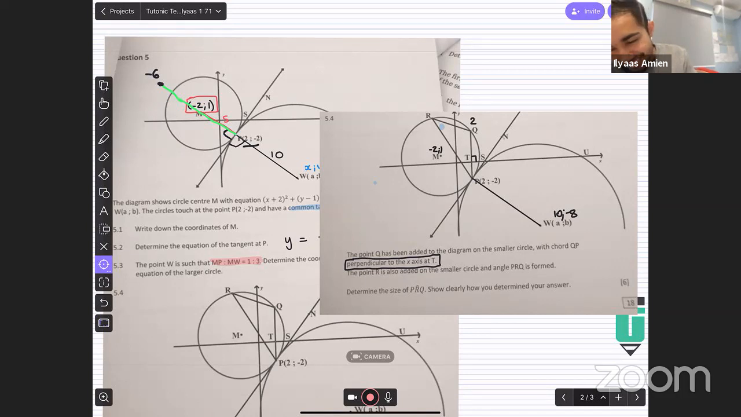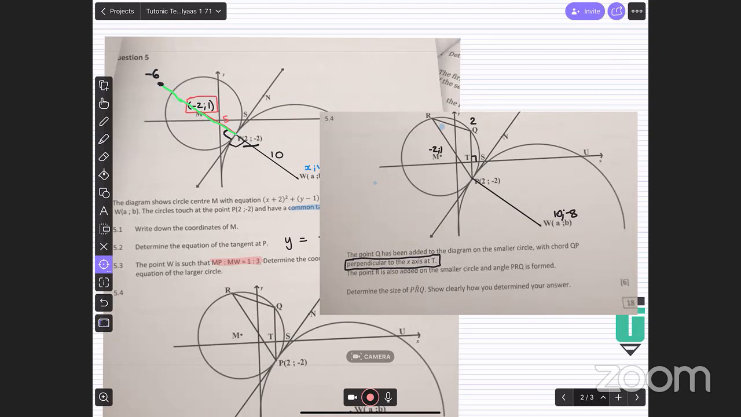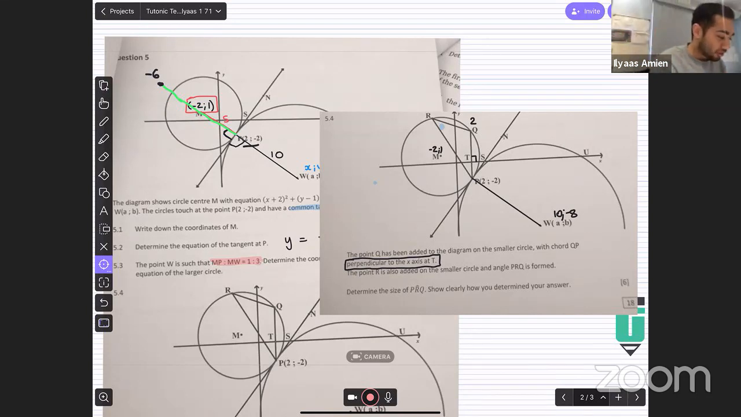So do you guys see that? Yes. Okay. So that's how you must see maths. Okay. So Ayan wanted to work out the coordinates of Q. That's fine. How would you work that out, Ayan?